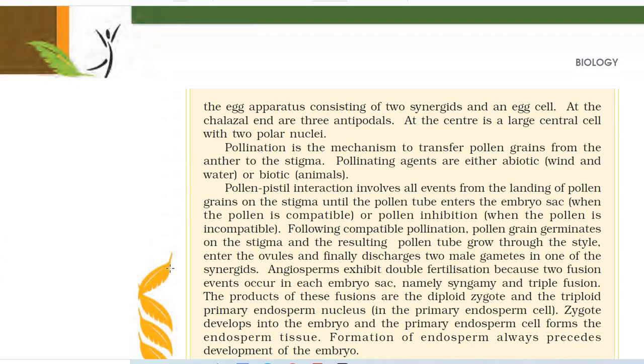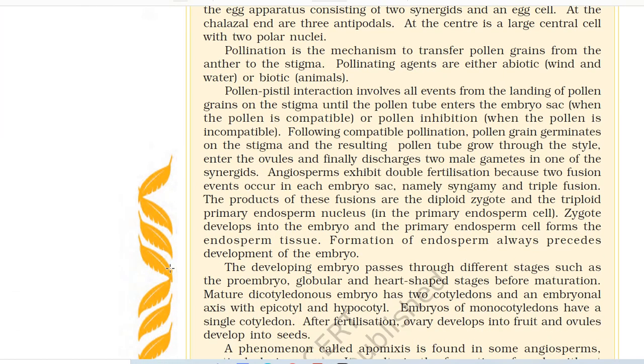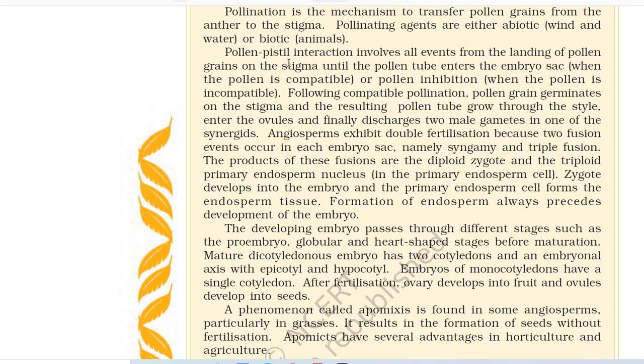At the micropylar end is the egg apparatus consisting of 2 synergids and 1 egg cell. At the chalazal end are 3 antipodals. At the center is a large central cell with 2 polar nuclei. Pollination is the mechanism to transfer pollen grains from the anther to the stigma. Pollinating agents are either abiotic, that is wind and water, or biotic, that is animals. Pollen-pistil interaction involves all events from the landing of pollen grains on the stigma until the pollen tube enters the embryo sac, or pollen inhibition.